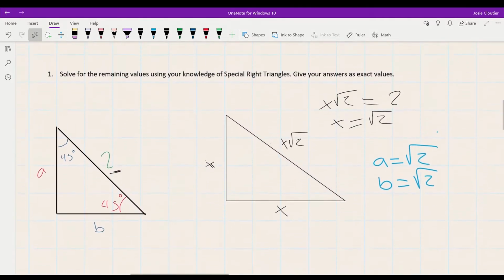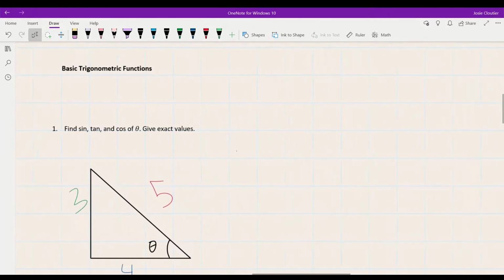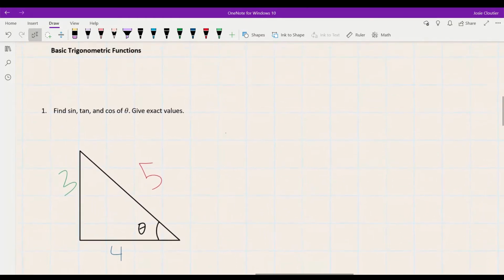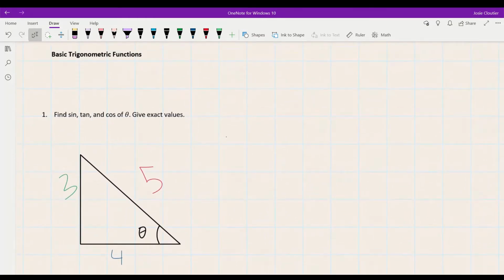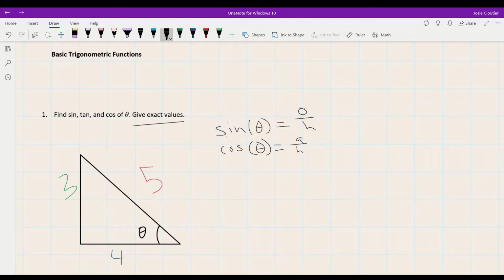Alright, let's move on to basic trigonometric functions. Find sine, tangent, and cosine of theta. Give exact values. Alright, so we know that sine of theta is equal to the opposite over the hypotenuse. We know cosine of theta is equal to the adjacent over the hypotenuse. We know tangent of theta is equal to the opposite over the adjacent.